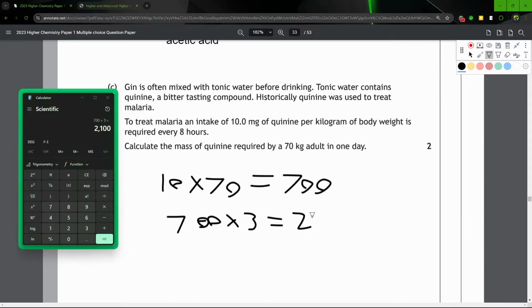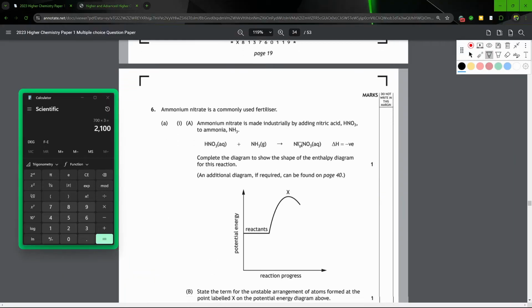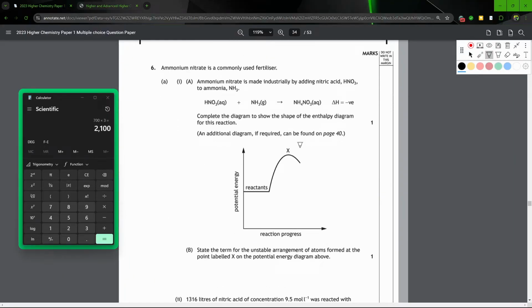With 2100 milligrams. There we go. So you could have said, oh, just 2.1 grams. That's not that bad for 2 marks. 6. Ammonium nitrate is a commonly used fertilizer.